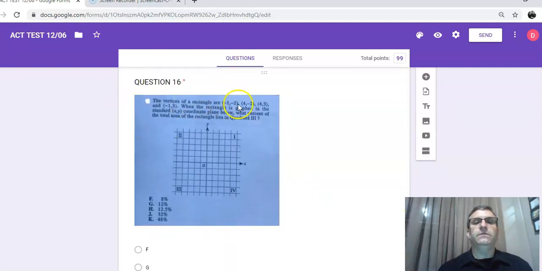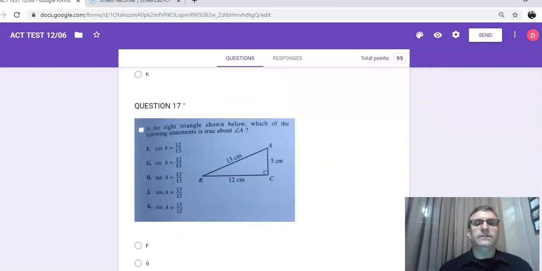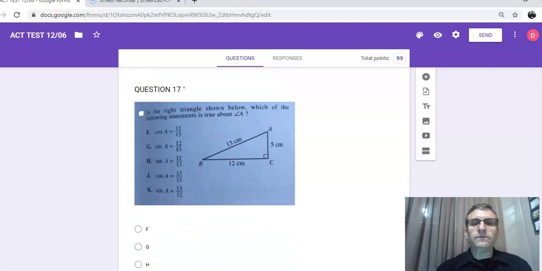Okay, and then, okay, you have these 4 points. Put them out on the graph. What percent is lying in quadrant 3? Okay, 17. They want to know which one of these is correct.